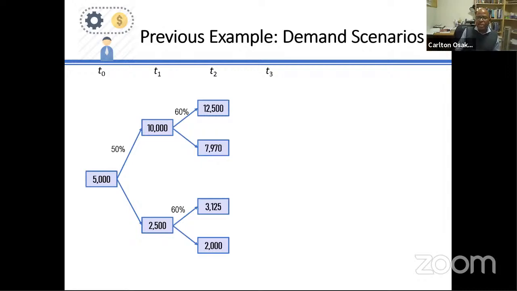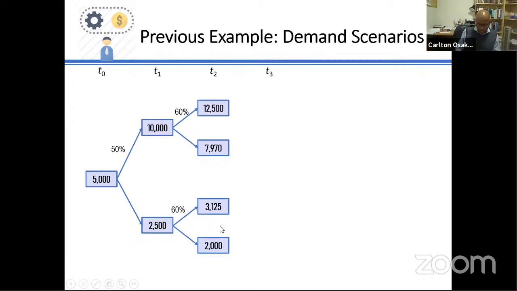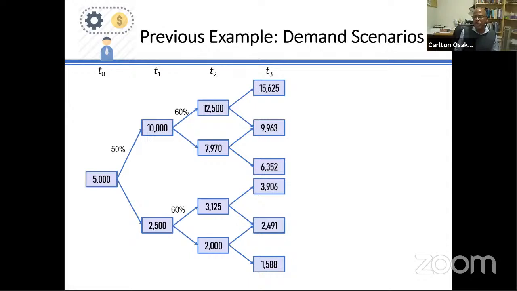And then the following year, the same thing happens again. If it's gone up to 12,000 units, then in year 3, it'll increase again by another 25% or decrease by 20%. The same thing too when it's down. If it's at 2,000 units, it'll increase or decrease by 25% and 20%. And so these are the expected demand figures here, and these are the different scenarios.